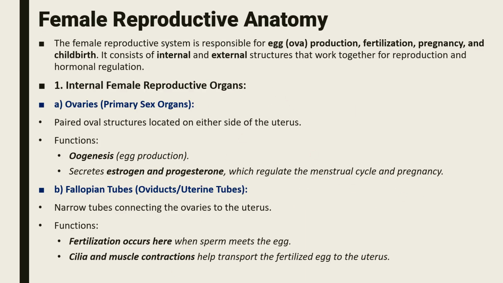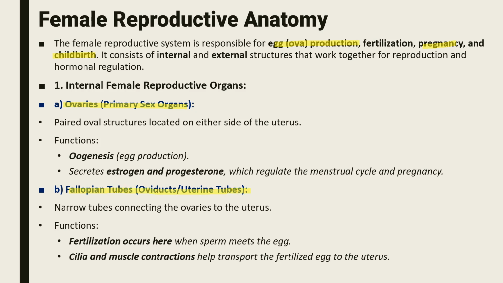Female reproductive system. The female reproductive system is responsible for egg production, fertilization, pregnancy, and childbirth. It consists of internal and external structures that work together for reproduction and hormone regulation. Internal structures: we have ovaries and fallopian tubes.